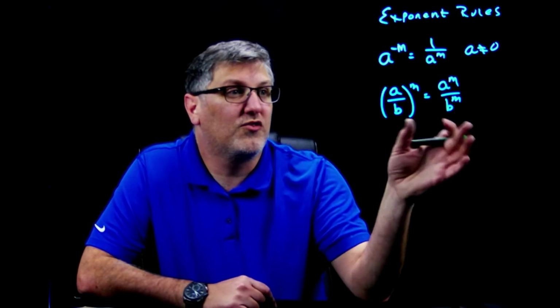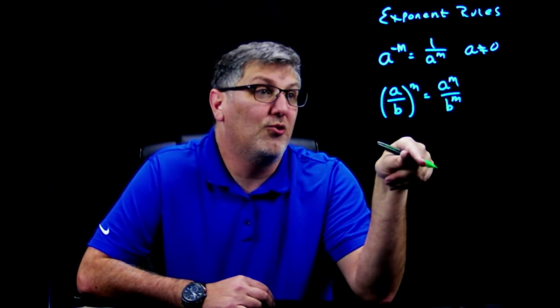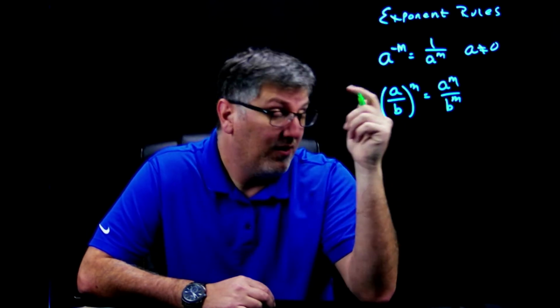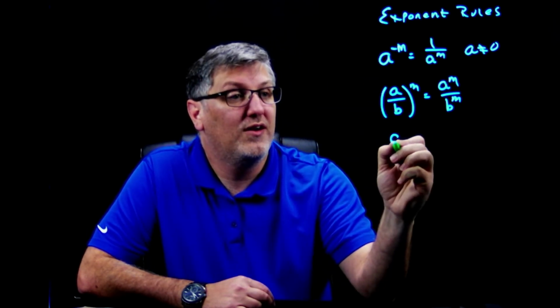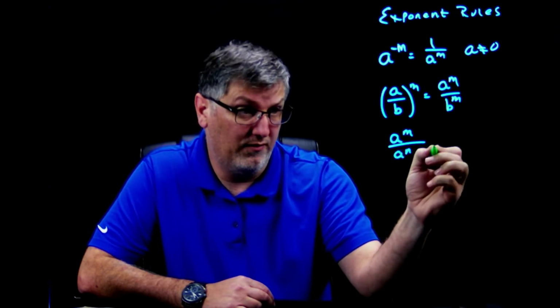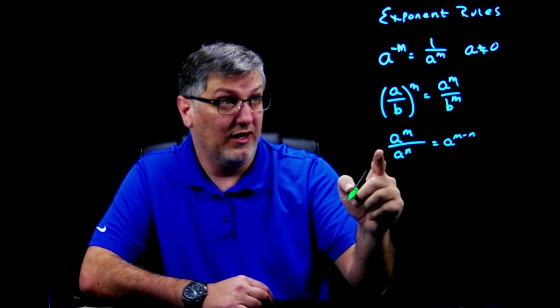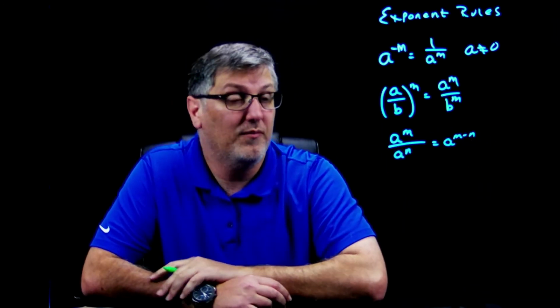All right, so this one's kind of like the same one with multiplication, but this is division. So it's the same idea. Now say we have a to the power of m over a to the power of n. This is going to be a to the m minus n. So I'm going to look at an example of this one here.